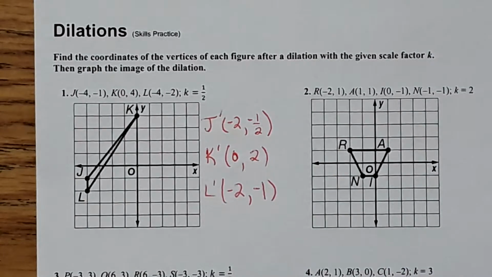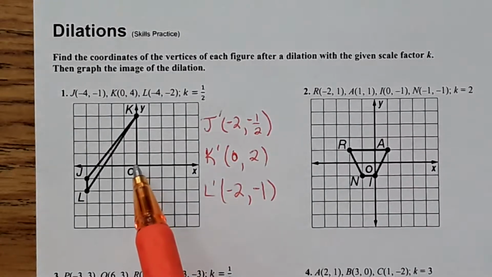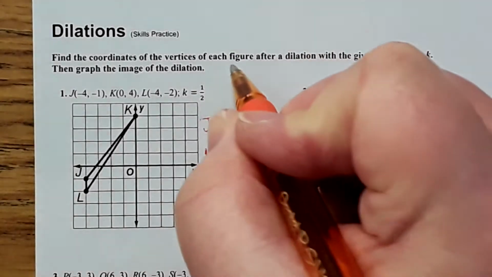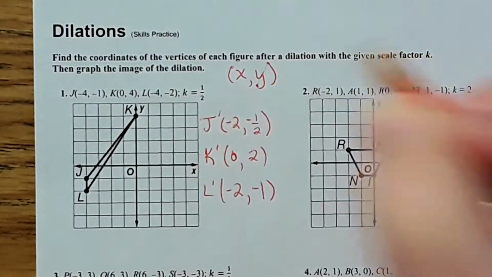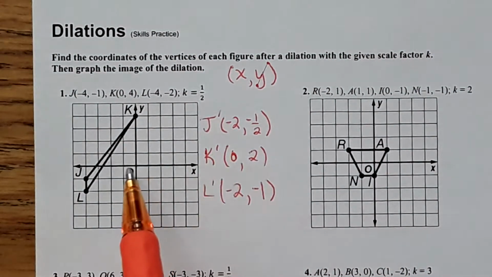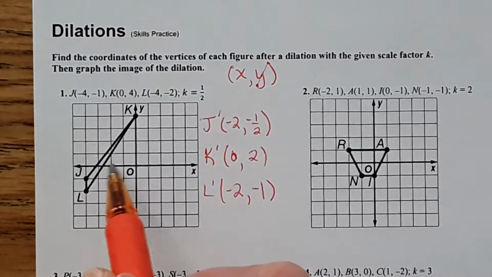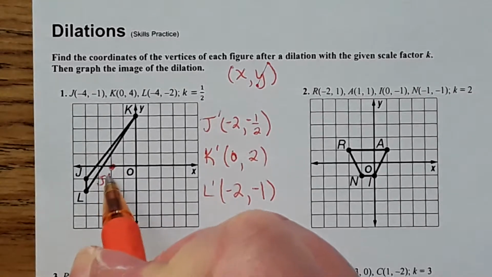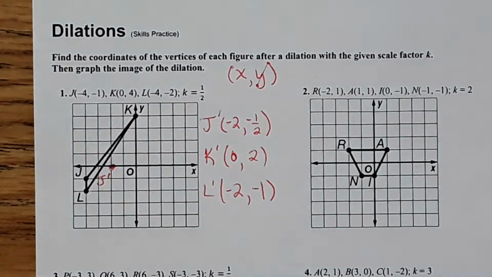So remember, when we graph, you're going to start at the origin, and the first value is always x. It's always x comma y. So since it's -2, we will go to the left 2. Make sure you label that J prime. It needs to have the prime mark.